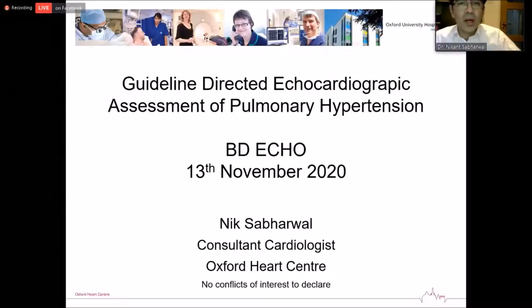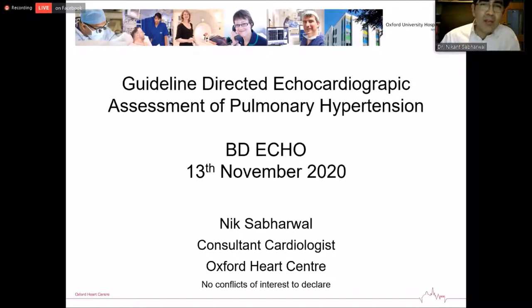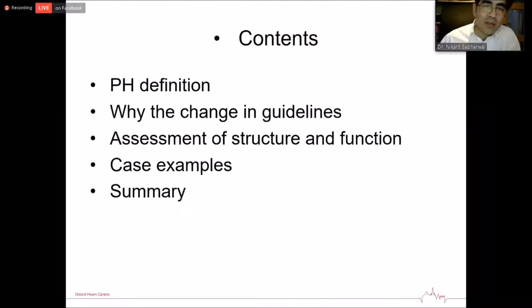So I've been asked to talk about the assessment of pulmonary hypertension using the latest guidelines. These have become prominent recently, and we'll go through this in some detail. We'll do a very quick summary of the definitions of pulmonary hypertension, why there's been a change in the guidelines. We'll do some assessment of structure and function that we need for the pH assessment. I've got some nice case examples, I hope, for you, and we'll end up with a quick summary.